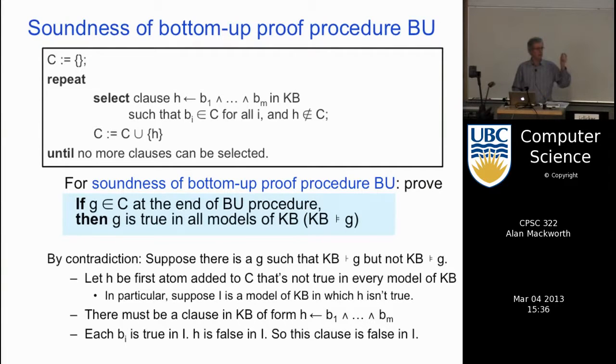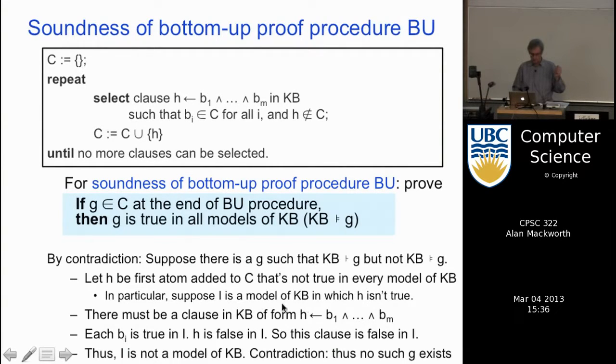False if true is a false clause, right? Remember that from the implication? So this clause is false in I. But I is a model of the knowledge base, right? But it isn't a model. Since that clause is false, it's not a model of the knowledge base. Here we presumed that I is a model of the knowledge base, but now I is not a model. We've got a contradiction. Thus, this cannot be true. No such G exists. It's a fairly simple proof by contradiction.